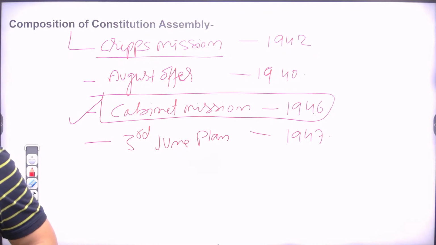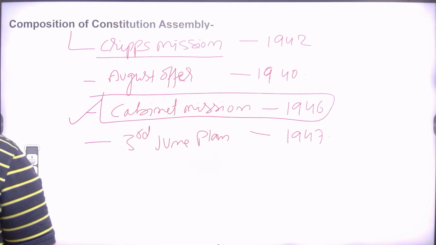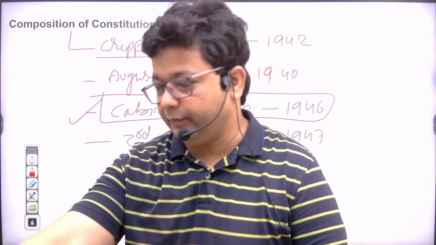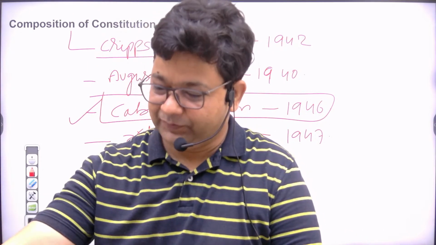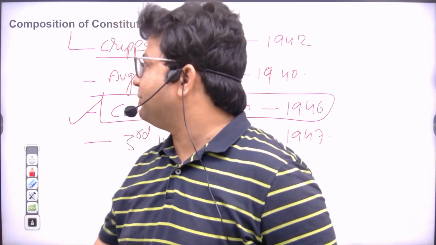What happens in the August Offer? आपने अगस्त ऑफर कहा? So what happened in the August Offer? Yes, the British accepted the demand of Congress for a Constituent Assembly, right? Done, the time is over. What happened in the Cripps Mission?